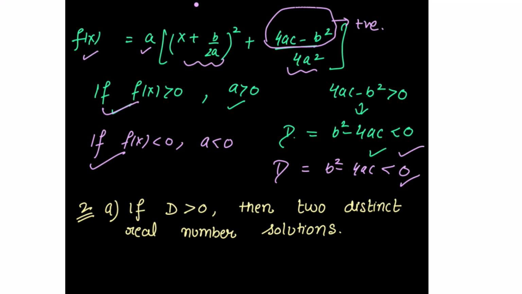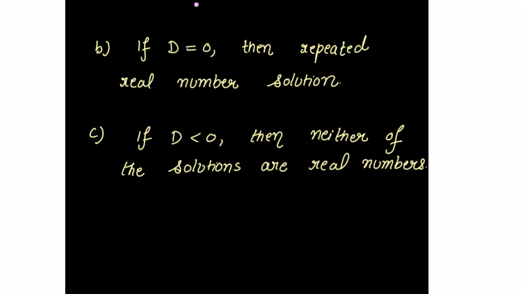Second remark is, if the discriminant is positive, then we are having two distinct real number solutions, right? If the discriminant is 0, then we are getting repeated real number solutions. And third, if D is strictly negative, then neither of the solutions are real numbers, which means we are getting non-real roots, right?